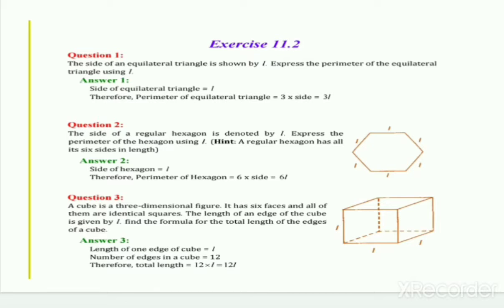So the length of one edge of the cube is given, that is L. The number of edges in a cube, as you all know, is 12. So the total length will be equal to 12 into side, that is 12 into L. You should know that a cube has 12 edges. So it will be 12 into L. These are the 3 important questions for exercise 11.2.